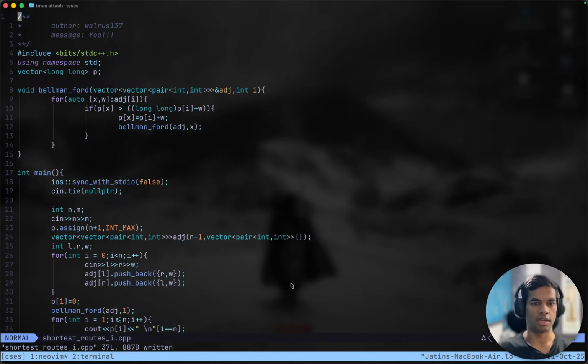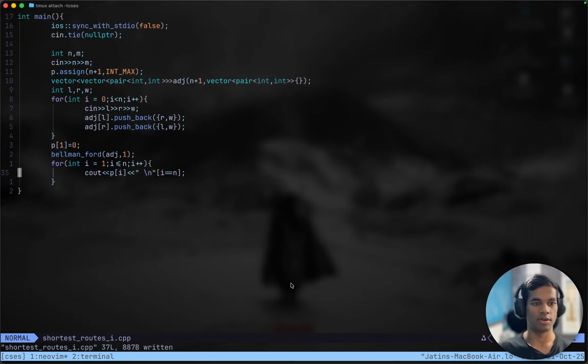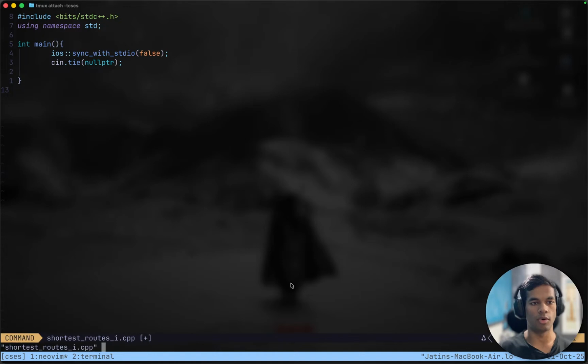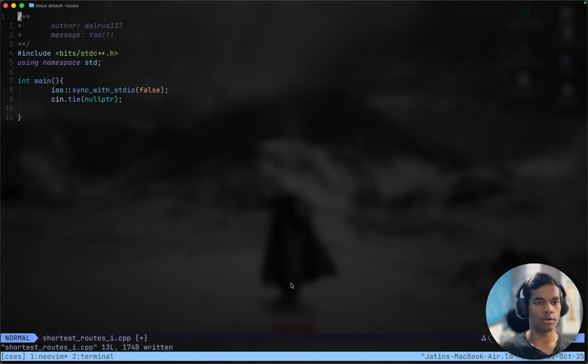Bellman-Ford, it is a very basic algorithm. So it is not difficult. It is very basic. Okay, and this should work. But before submitting, of course, we will have to rewrite the whole thing again. N is the number of nodes, M is the number of edges, and we will take in N and we will take in M.